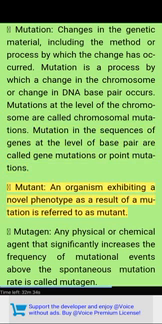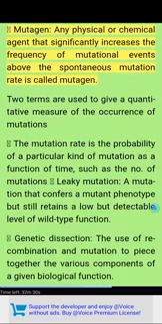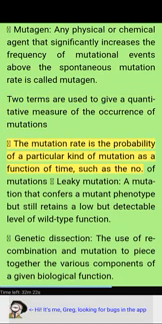Mutant: an organism exhibiting a novel phenotype as a result of a mutation is referred to as a mutant. Mutagen: any physical or chemical agent that significantly increases the frequency of mutational events above the spontaneous mutation rate is called a mutagen. Two terms are used to give a quantitative measure of the occurrence of mutations. The mutation rate is the probability of a particular kind of mutation as a function of time. Leaky mutation: a mutation that confers a mutant phenotype but still retains a low but detectable level of wild type function. Genetic dissection: the use of recombination and mutation to piece together the various components of a given biological function.